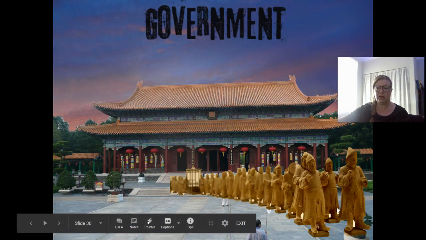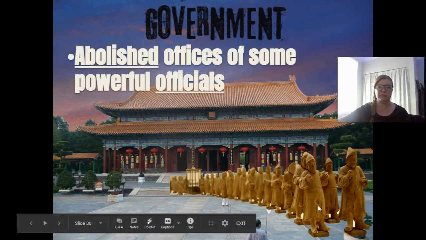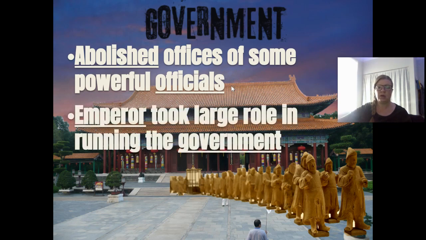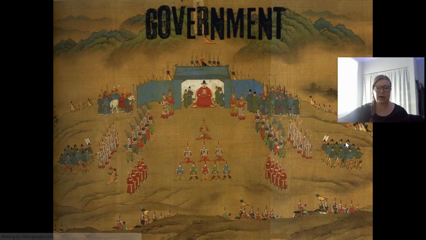So big building projects. They abolished some offices of some powerful officials, so they were minimizing the government, not having too many people in control. And the emperor took a larger role in running the government. So this is where you're going to see a shift in the government, where they have less of a bureaucracy, less of people volunteering to be part of the government, and the emperor is going to take more control of the government and have less say from people on the outside.